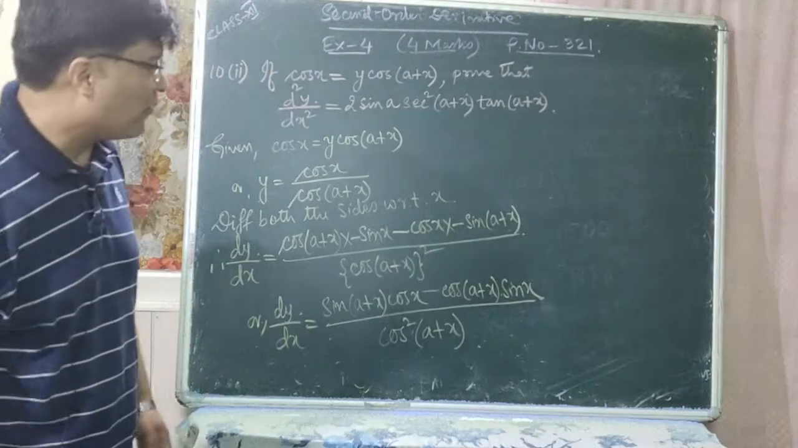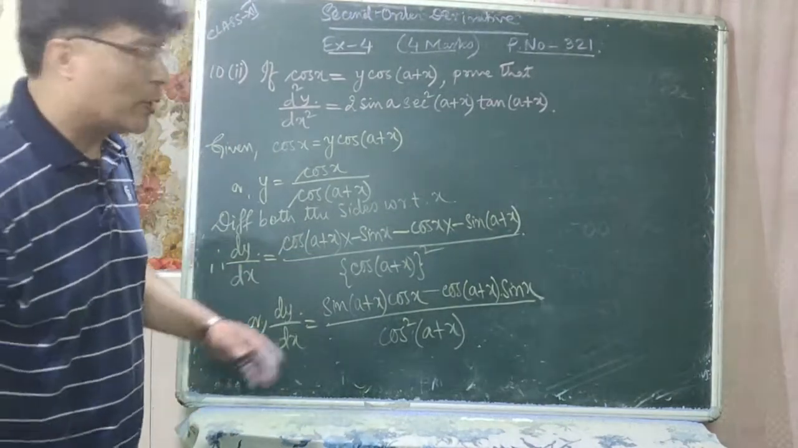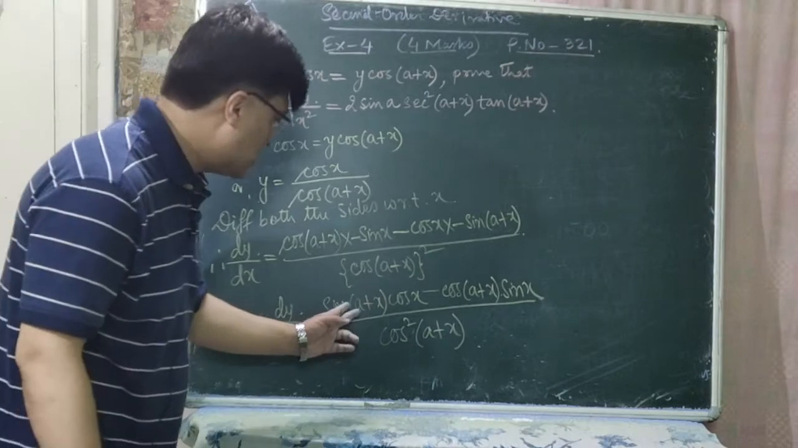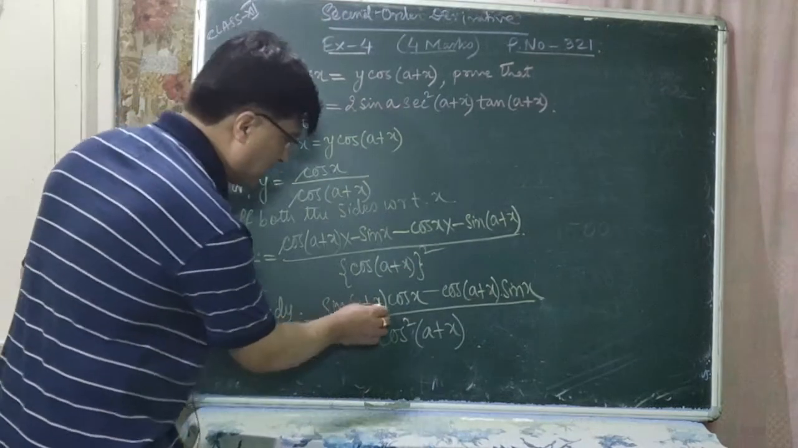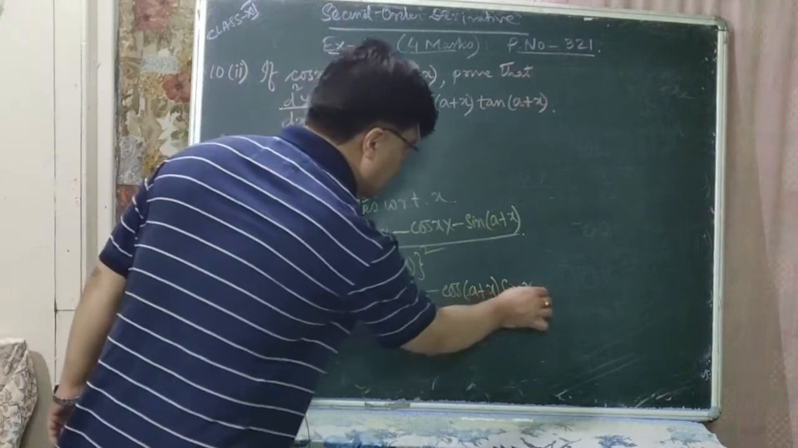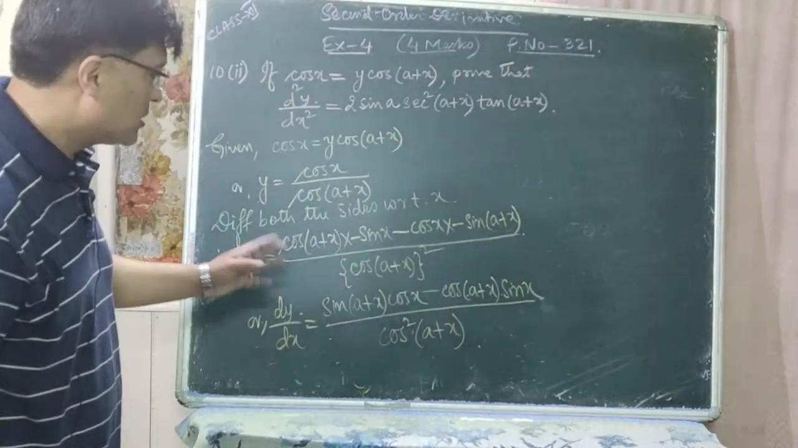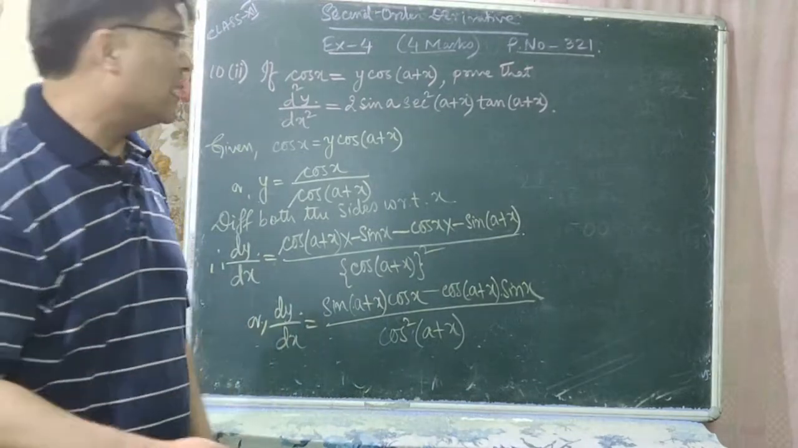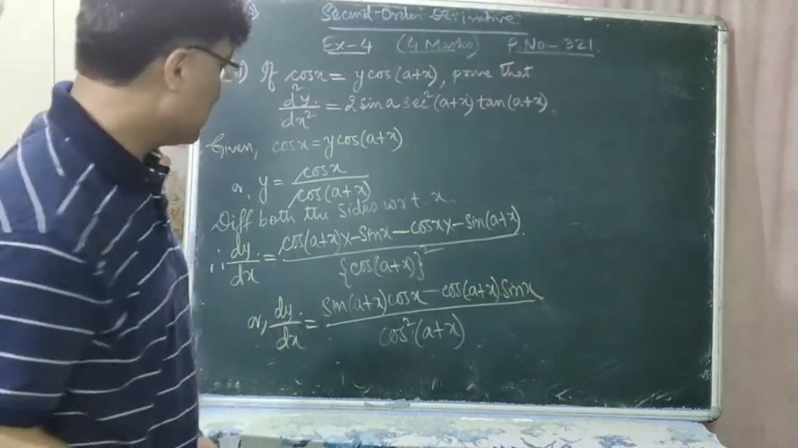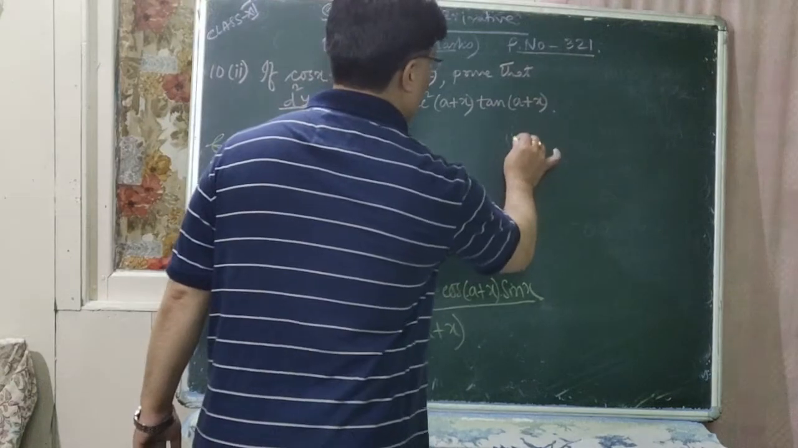So now you can use the formula in the numerator. What is the formula in the numerator? This is sine a cos b minus cos a sine b. So (a plus x) is taken as a and x is taken as b. So it becomes sine a cos b minus cos a sine b. What is the formula? Sine of (a minus b). Is that clear? So let us write down the formula here.